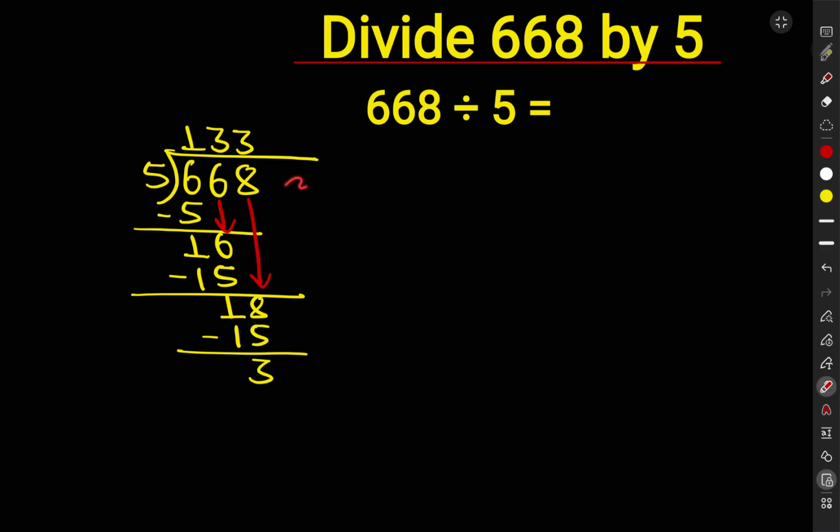So now we have no other number to put down. So we put a decimal here, so that we can put 0. So it is 30 and 5 times 6 is 30. On subtracting, we get 0.